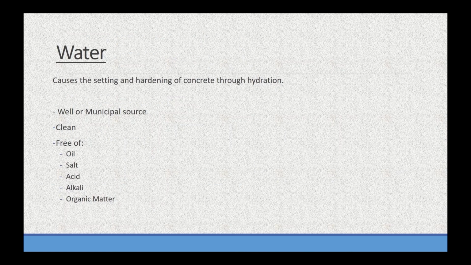Obviously, water is a main component of concrete because it causes the hardening of concrete through the hydration process. Usually, from our suppliers, we're looking at a well or municipal source for our mixing water. The spec requires that the water needs to be clean and free of things like oil and salt and alkalis and organic matter, which usually isn't an issue for us because we're typically dealing with well or municipal sourced water. But the big thing is make sure that they're using clean water. And a lot of times on a mix design, they'll actually specify what the water source is.